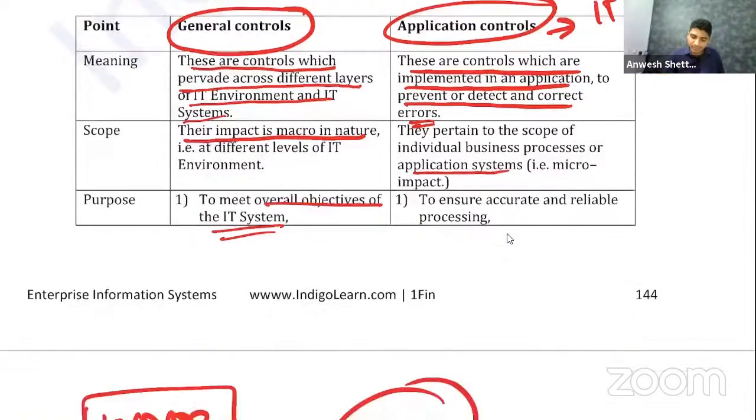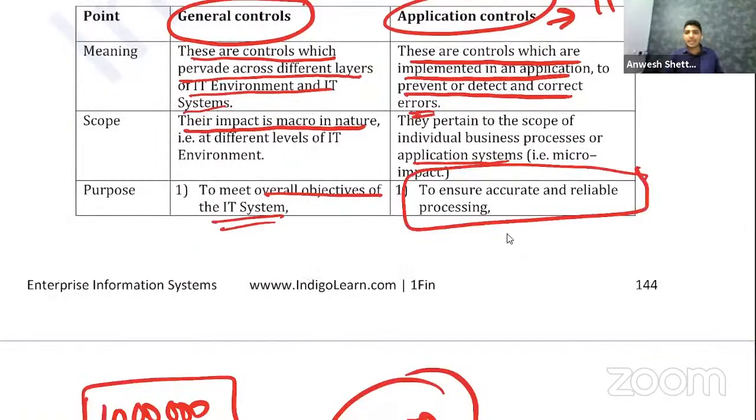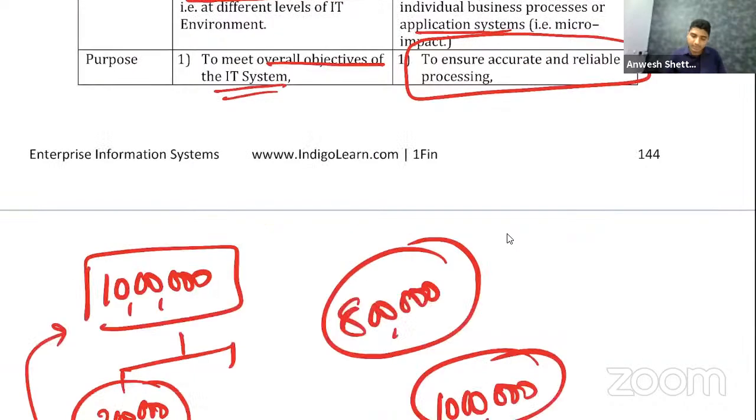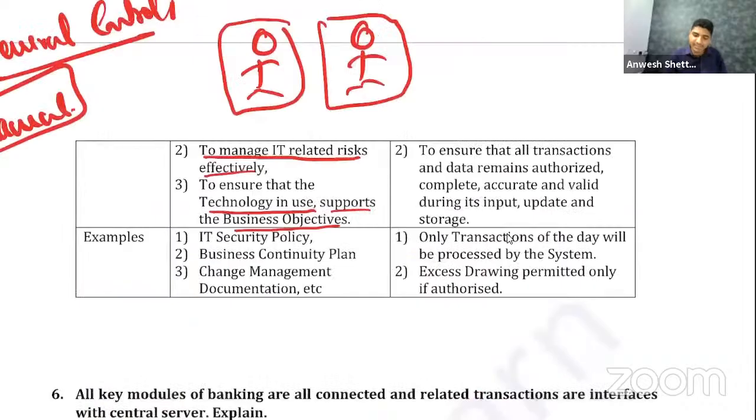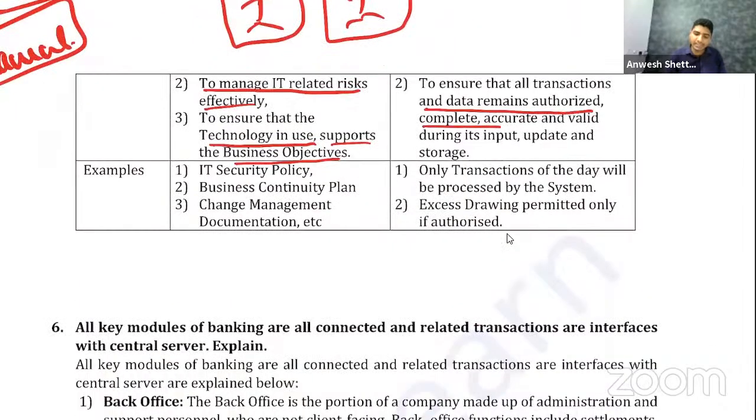Now, why do we have application control? To ensure accurate and reliable processing, to ensure that all transactions and data remain authorized, complete, accurate, and valid during its input, update, and storage. Simple points. Then examples are also given.